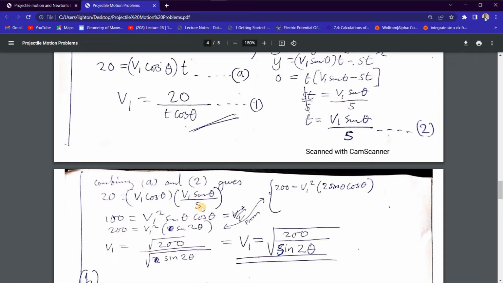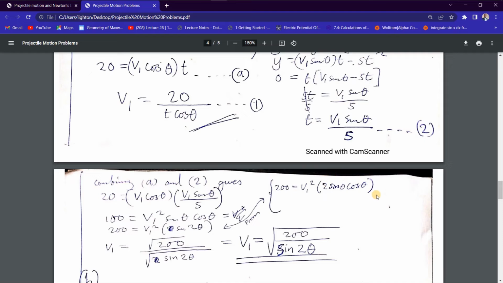Okay, and this 5 in the denominator can multiply with this 20 to get 100 on the left, equals v1 squared sine theta cos theta. Now we can multiply both sides of this equation by 2, so that we have 200 on this side, and on this side we're going to have a 2 inside, 2 sine theta cos theta.